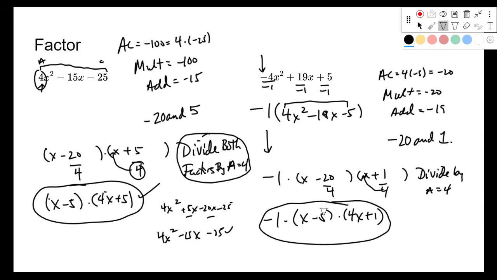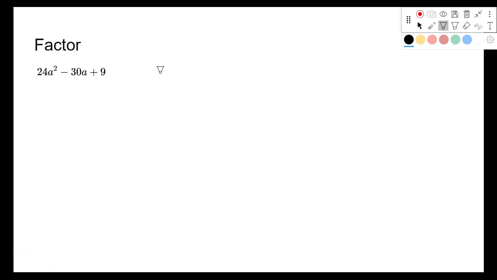All right. This is definitely probably, for most of you, the fastest way to do it. But this is the thing that trips everybody up over and over and over again. You have to remember to divide by the a term. If you don't, and you write x minus 20 times x plus 1, it's not right. You're not even close. You're not even getting 4x squared when you do x times x. Okay? All right. Let's try one more here.